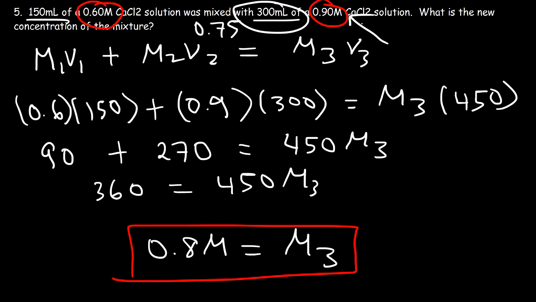So hopefully that makes sense. Just remember, if you're mixing two solutions with the same substance, your final answer, the concentration, is a weighted average of these two values. If the volumes were equal, then the concentration will be exactly in the middle, 0.75. But if the volumes are unequal, the final concentration will be closer to the concentration that has a greater volume.